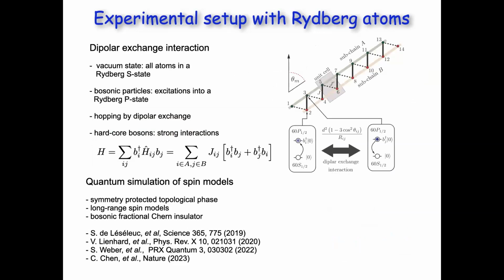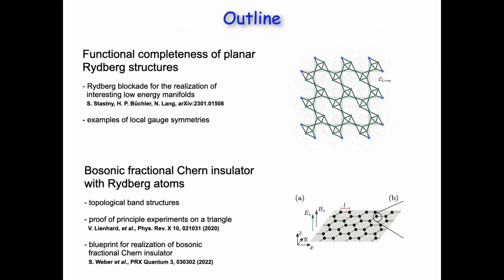Looking. There is also an alternative approach, which we just heard in the last talk: if all atoms are excited into a Rydberg state, and we make additional excitations into a p state, then we have strong dipolar interactions, which means that these excitations can hop through the lattice. Here is an illustration which we did in collaboration with Anton Brouwer for the experimental realization of a symmetry-protected topological phase. And if I have time, I would like to give two examples which are interesting in both settings. I would like to start with the functional completeness of planar Rydberg structures.